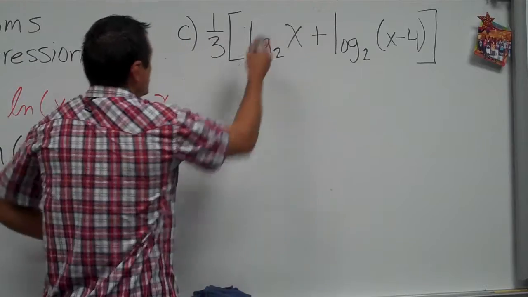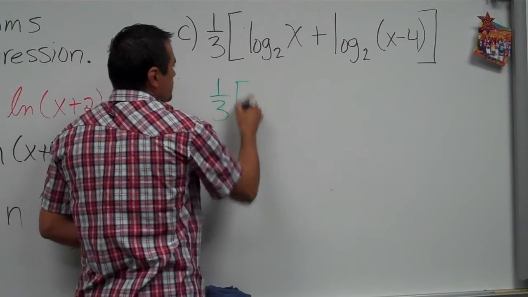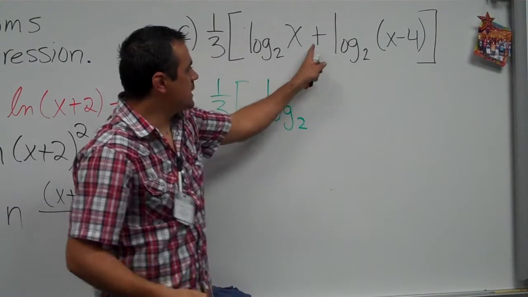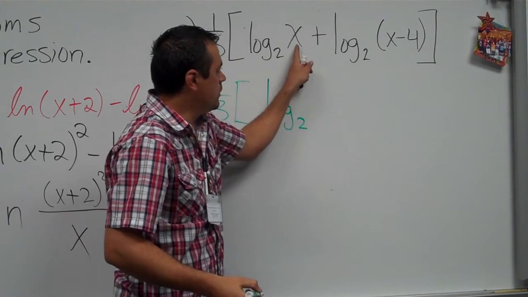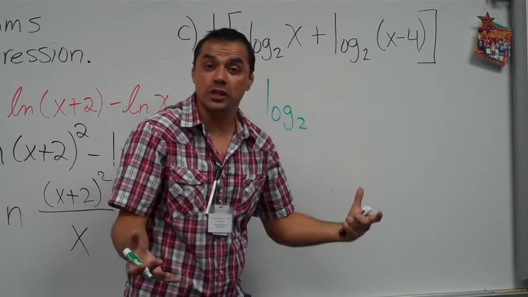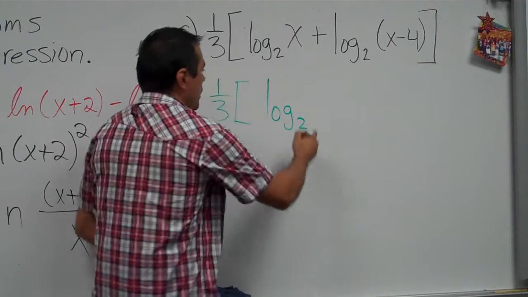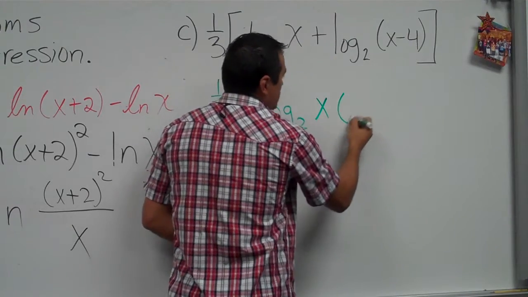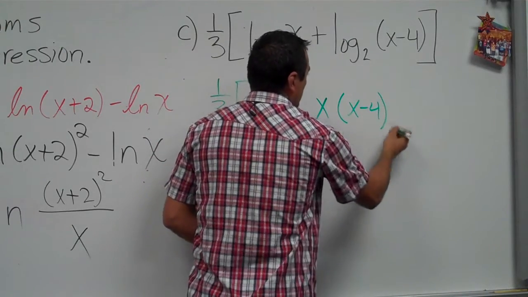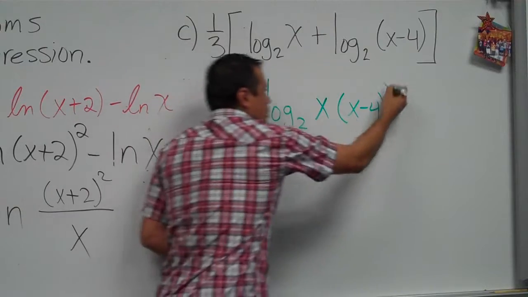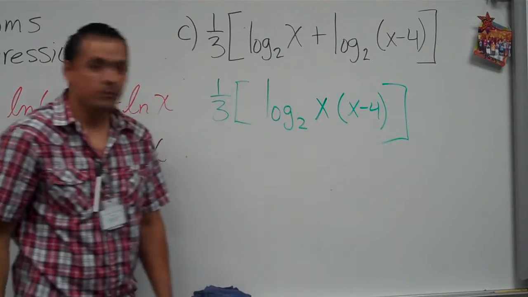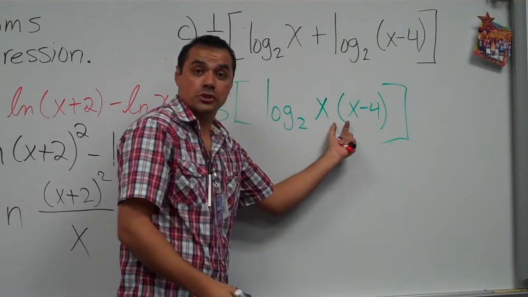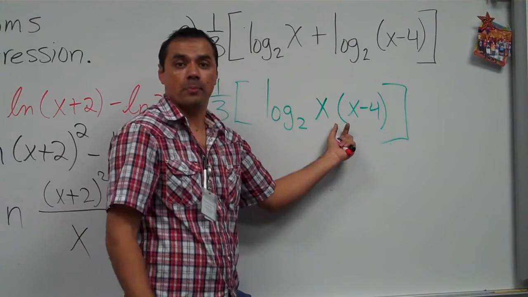So here we go. So we end up with 1/3 log base 2. Notice that they're both base 2. They're being added. Therefore, we're going to turn it into a multiplication. Log base 2 of x times x minus 4. Oh, and we close our parentheses. There we go. Everybody with me, right? All we did is, since they're adding, we could turn them into multiplication, right? By using our product property.